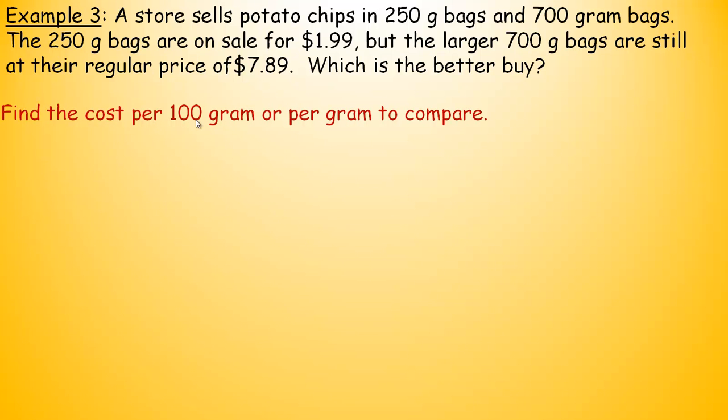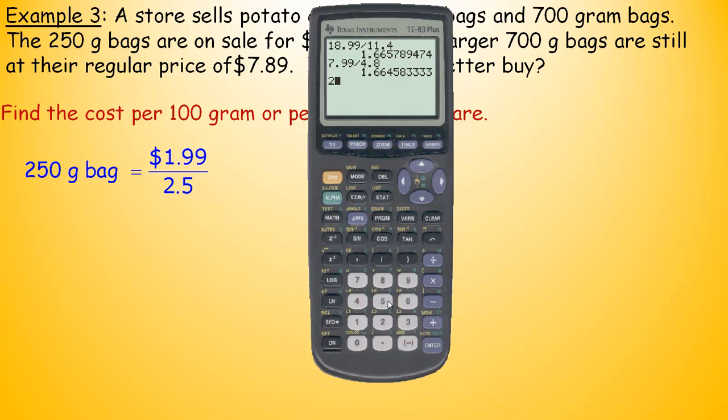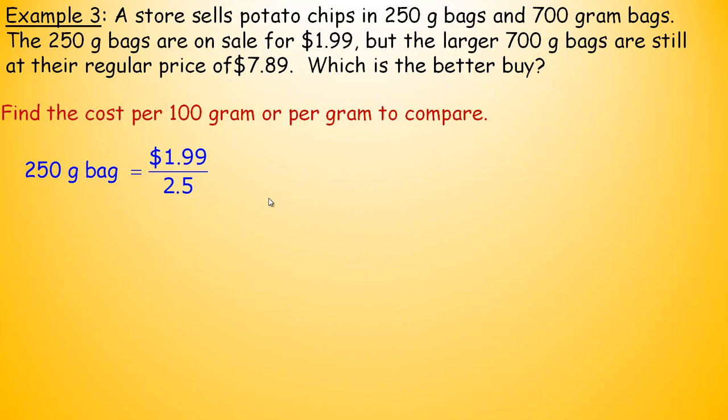Well, I'm going to find the cost per 100 grams. We could find the cost per gram, but again, it's going to be very small, kind of like the cost per sheet on the last page. So for the 250-gram bag, we would take the $1.99 and divide it by the number of hundreds. To calculate the number of hundreds, you take that 250 and divide it by 100, it's 2.5. So what you're really doing is moving the decimal 2 places. So if I divide $1.99 by 2.5, it would round to 80 cents per 100 grams.